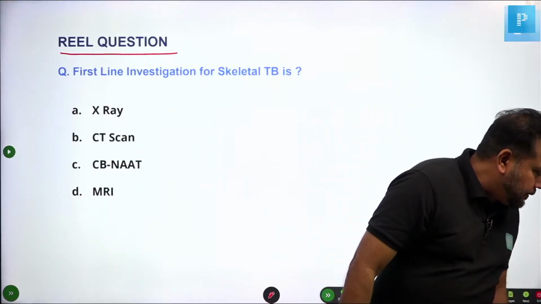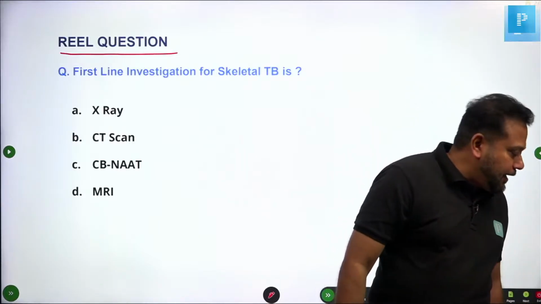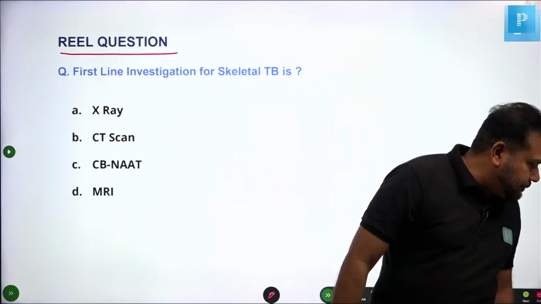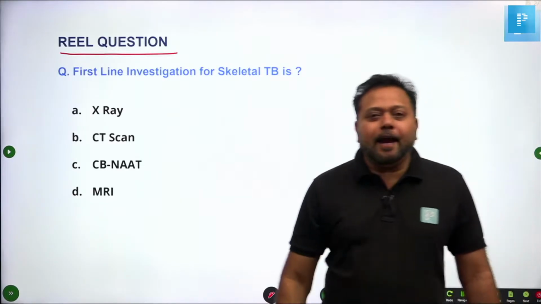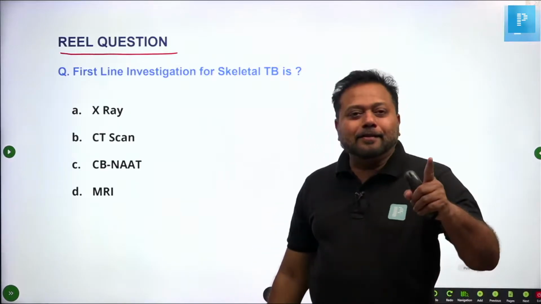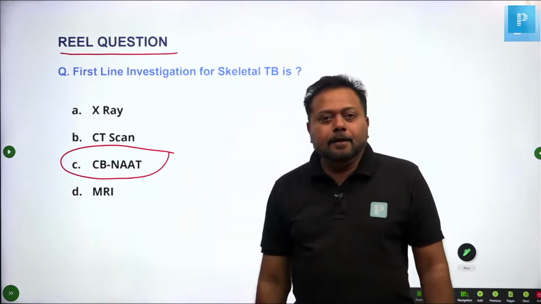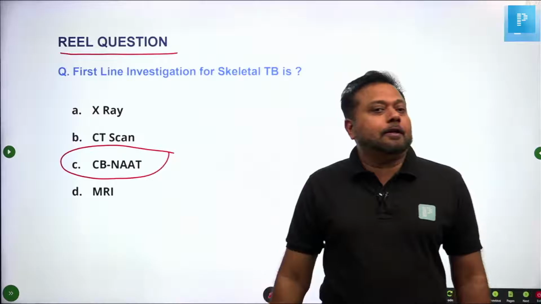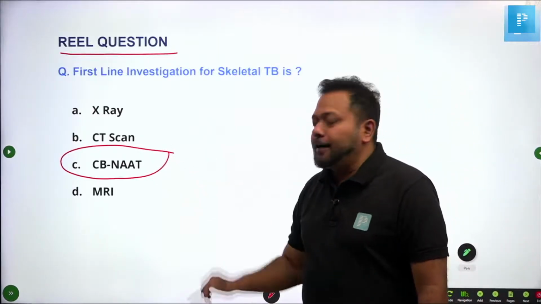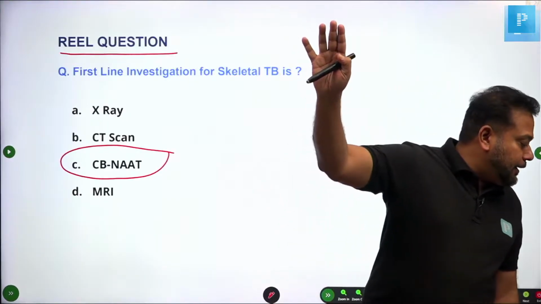Yes, Danush has answered C. Yes, Bhagyashri, Ashutosh, Saidia, Dr. Doom. Yes, all of you answered C. Excellent. The right answer is CB-NAT. CB-NAT stands for cartridge-based nucleic acid amplification test. So CB-NAT, that's the right answer, because the question asked is the first line investigation.